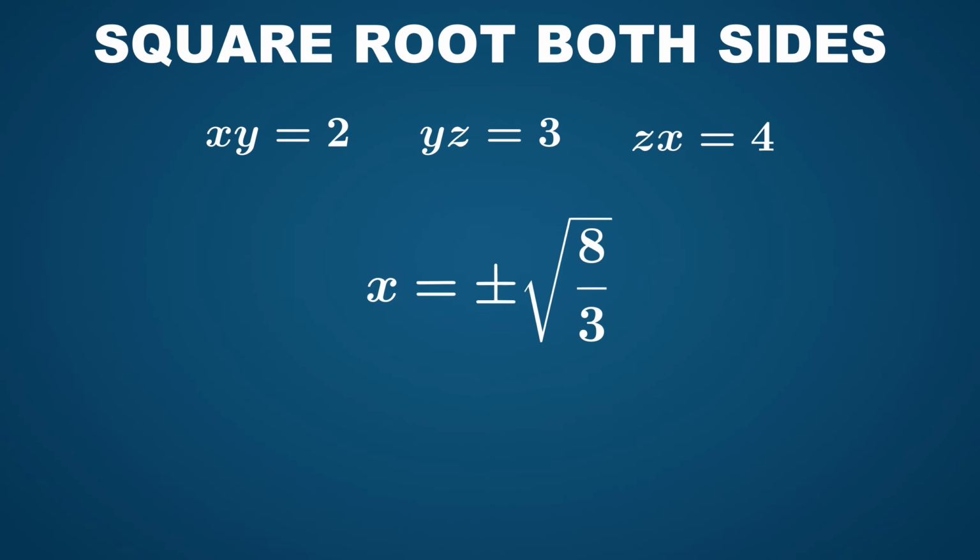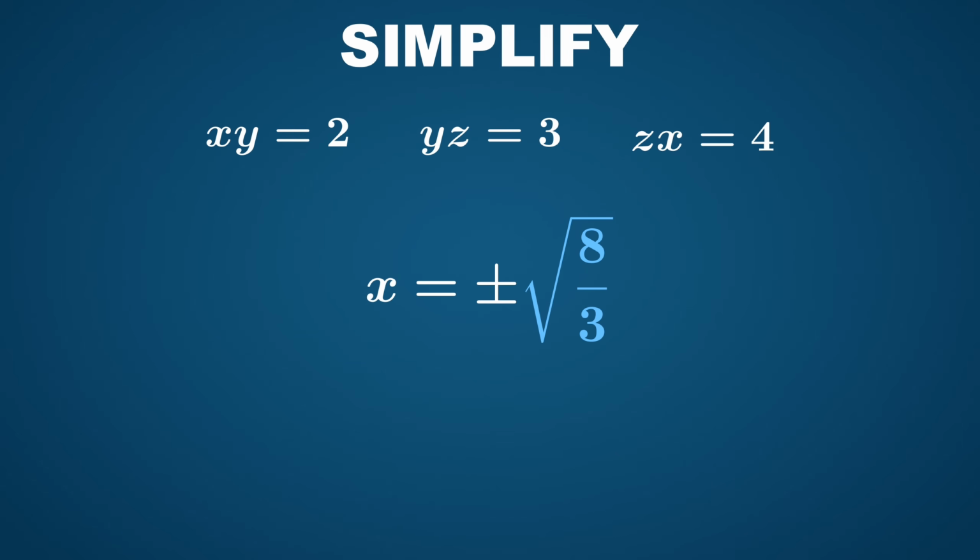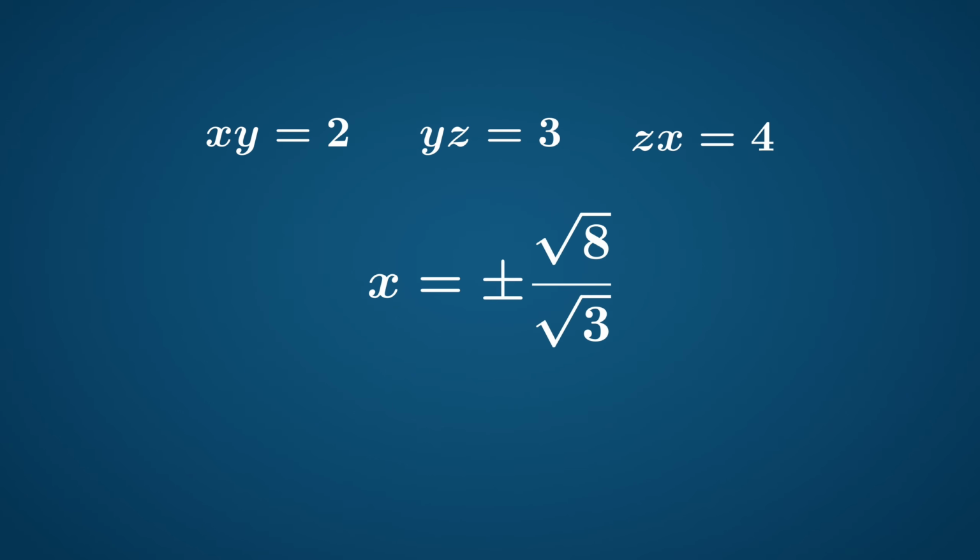This operation gives us x equals the positive or negative square root. The square root of the fraction 8 over 3 is our current value. We definitely need to simplify the square root of 8 over 3. The square root of a fraction is the square root of the numerator. We then divide this value by the square root of the denominator. We get the square root of 8 over the square root of 3.